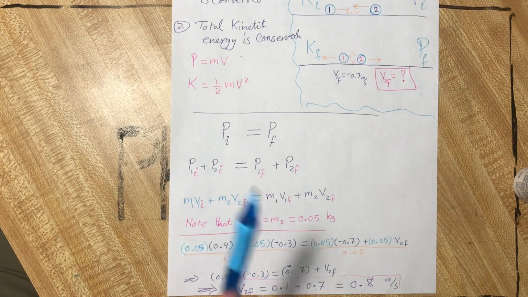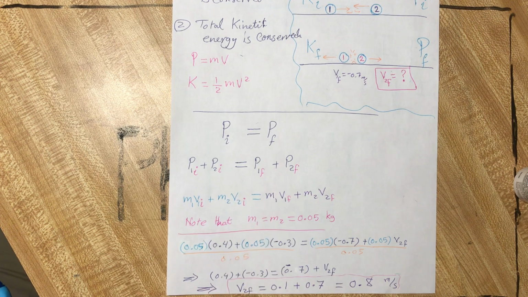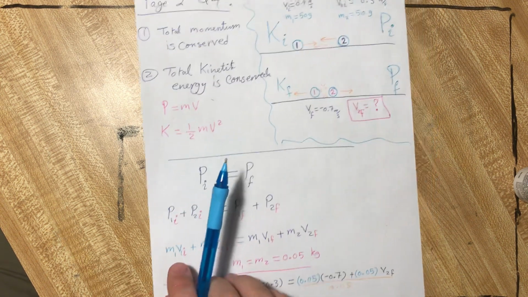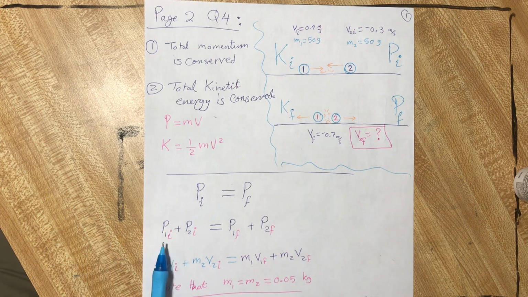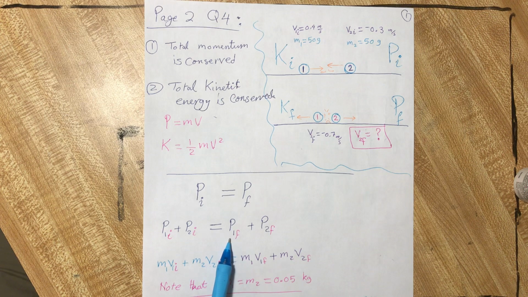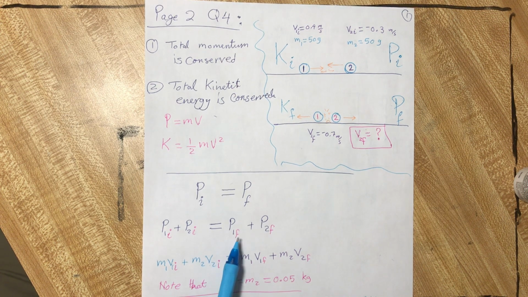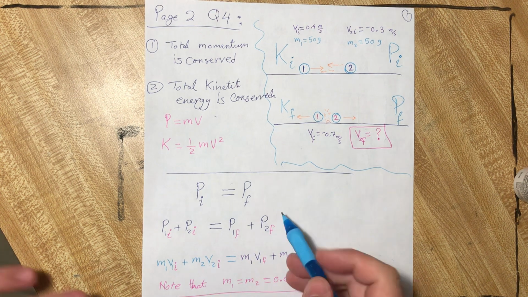Okay, now we need to know the momentum initially is equal to the momentum finally. The momentum initially is composed of the momentum of the two balls, so it is equal to the momentum of the first ball P1 initially plus the momentum of the second ball initially, and it will be equal, because it is conserved, to the first ball momentum finally plus the second ball momentum finally. We need to find this value.